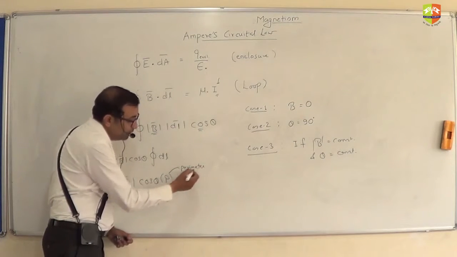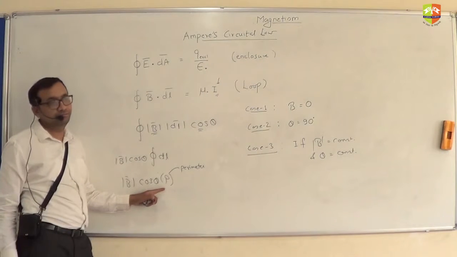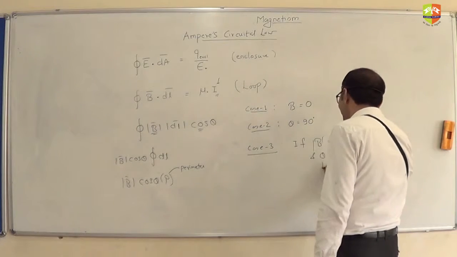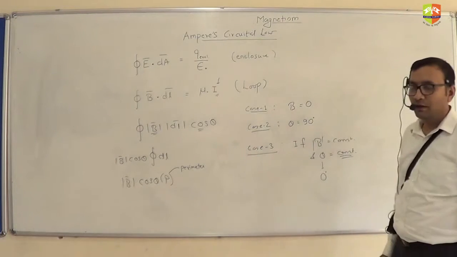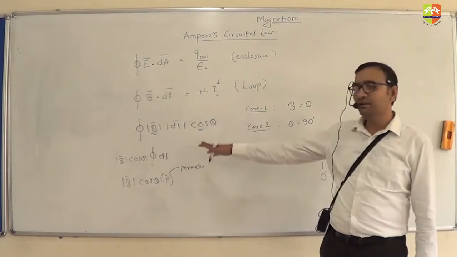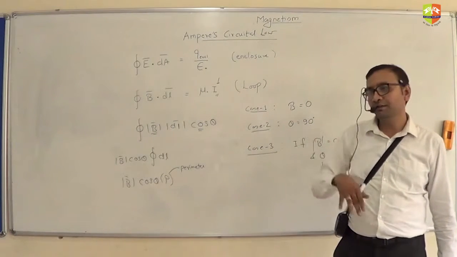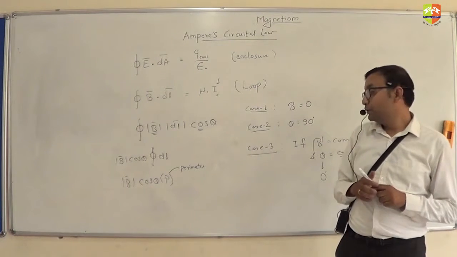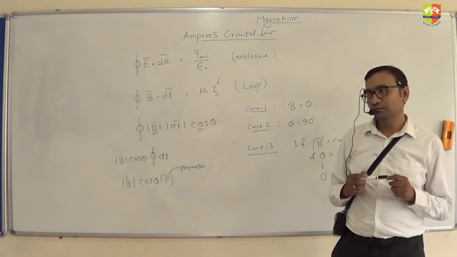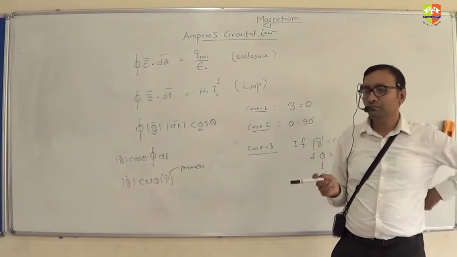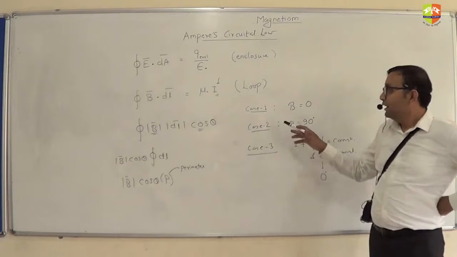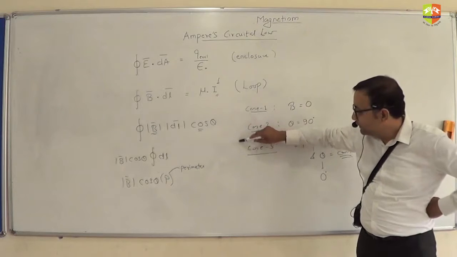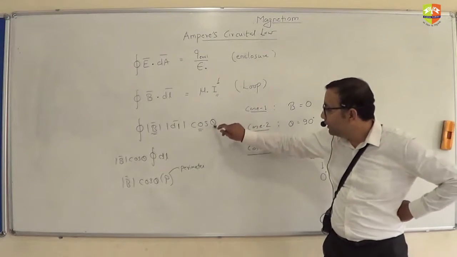If you take the loop to be a circle, P is 2 pi r. Usually the theta which is constant is 0. Then cos theta becomes 1. So it should be just B into perimeter on the left hand side. Usually theta is 0, so cos theta becomes 1. Understood? So if you want to apply Ampere's circuital law, you must be on the lookout for these three cases. Otherwise, you will not be able to integrate this.